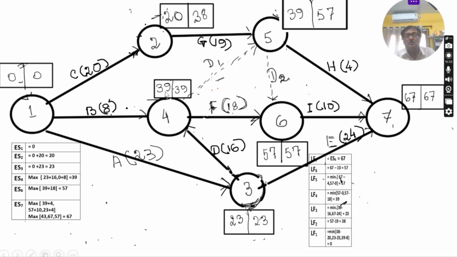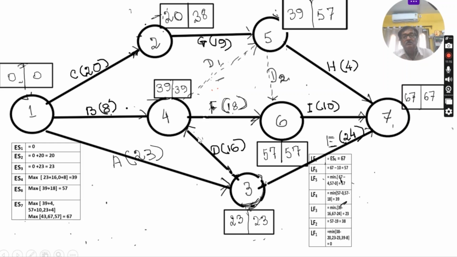Sir, why are you taking the maximum? Again I am repeating, because you have to complete all the preceding tasks. If you take less than 39 as the earliest start time for this node, then what will happen? You have to leave some task. Suppose you are taking 30, then what will happen? This can be completed by 8 days, but 30 days, with 23 plus 7 days, is not sufficient to complete this task. It cannot be completed. You have to complete all the tasks. That's why we take the highest one.